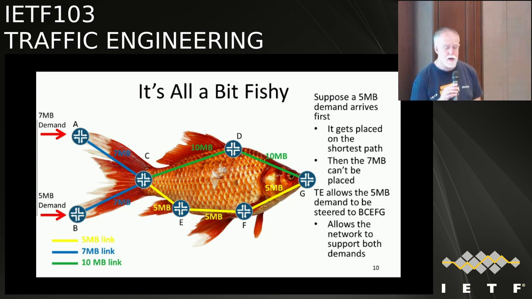So what traffic engineering is all about is understanding the set of demands you're going to have, understanding your network, and causing those demands to be placed in the right way through the network. So if the 5 meg demand can be sent around the yellow links, then there will be space for the 7 when it comes later.